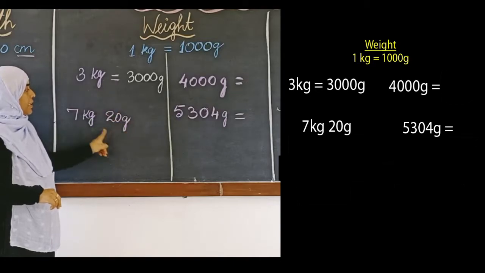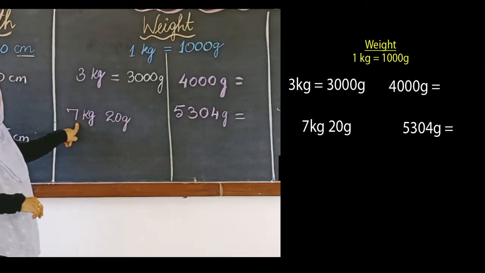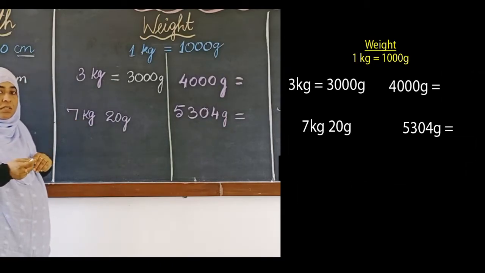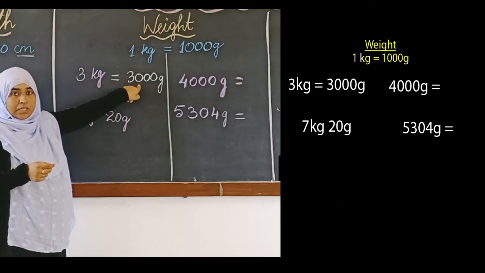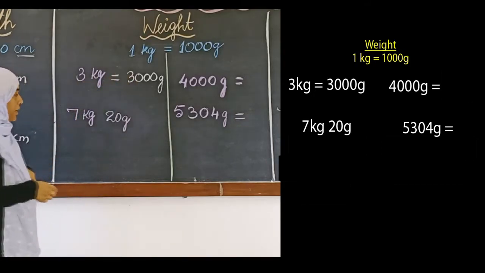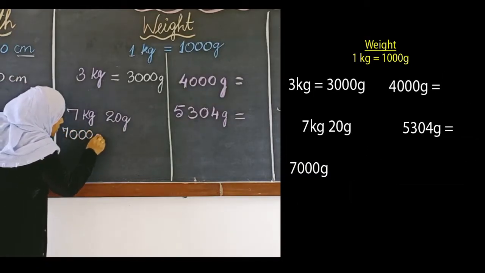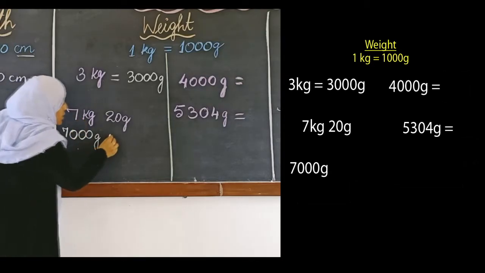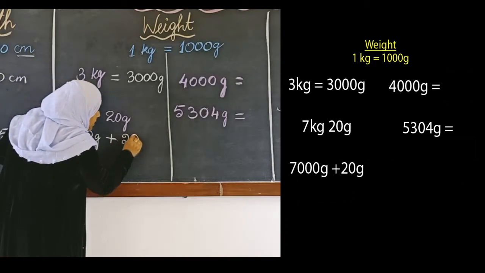Okay. Now the next example that I have here is 7 kgs and 20 grams. Now this is already in grams, so I don't have to change this, only I need to change the 7 kgs. Now 7 kgs means how many grams? If 3 kgs is 3000 grams, 7 kg will be 7000 grams. Okay, now 7000 grams plus 20 grams which I have here, we will add it.